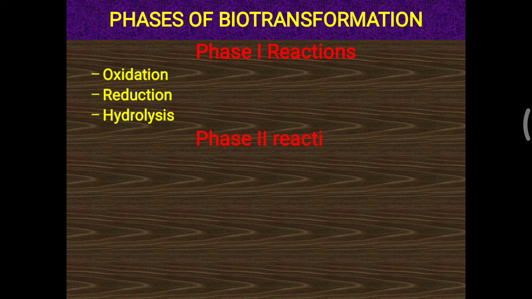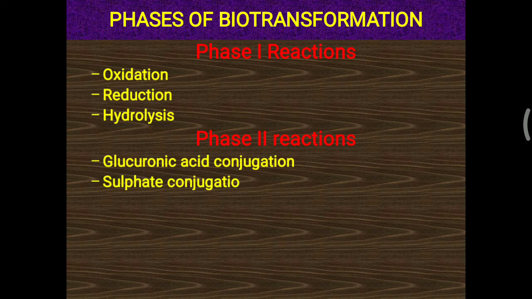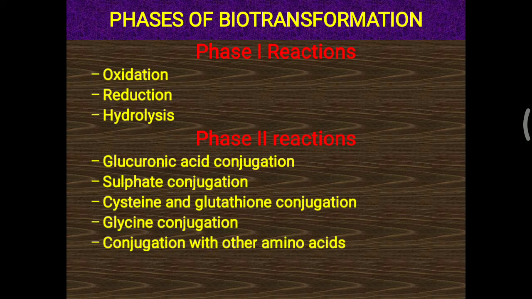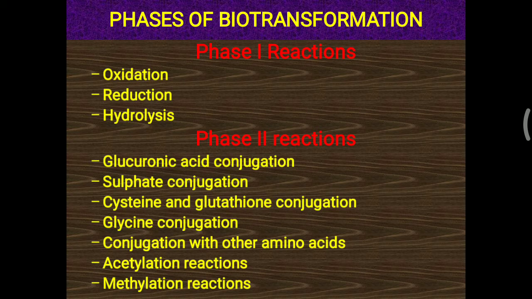Phase 2 reaction mostly includes the conjugation process. Conjugation occurs with different molecules, sometimes with glucuronic acid, sometimes with sulfate. Cysteine and glutathione also help in the conjugation process. Glycine conjugation is also seen. Sometimes other amino acids also help in this conjugation process. Apart from that, acetylation and methylation reactions are also part of phase 2 reaction. We will look at phase 2 in detail in a respective video.